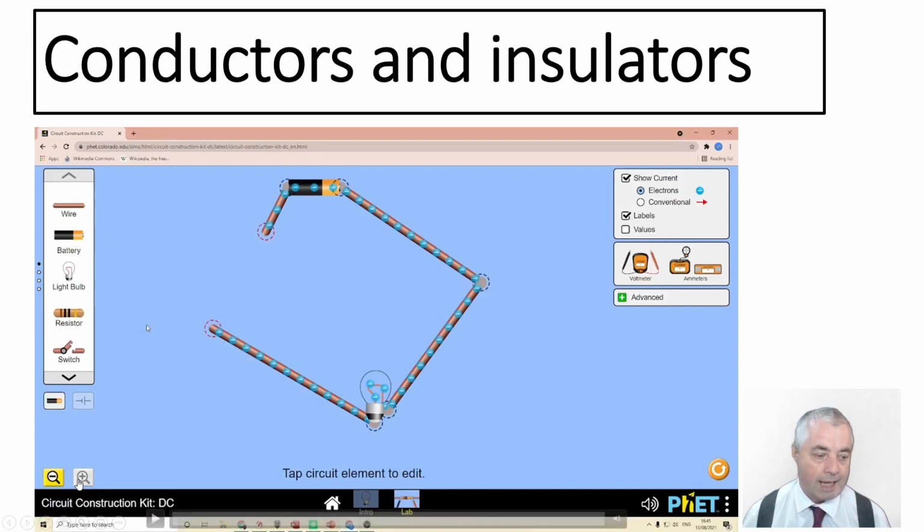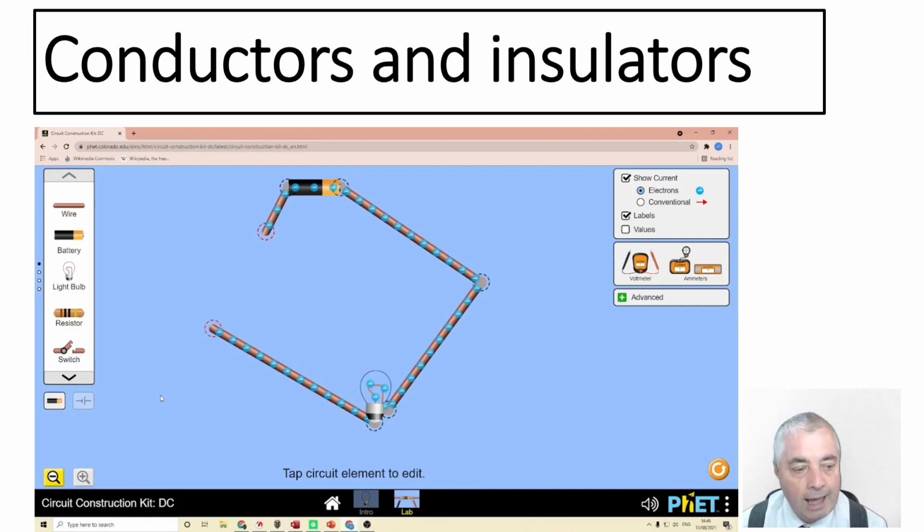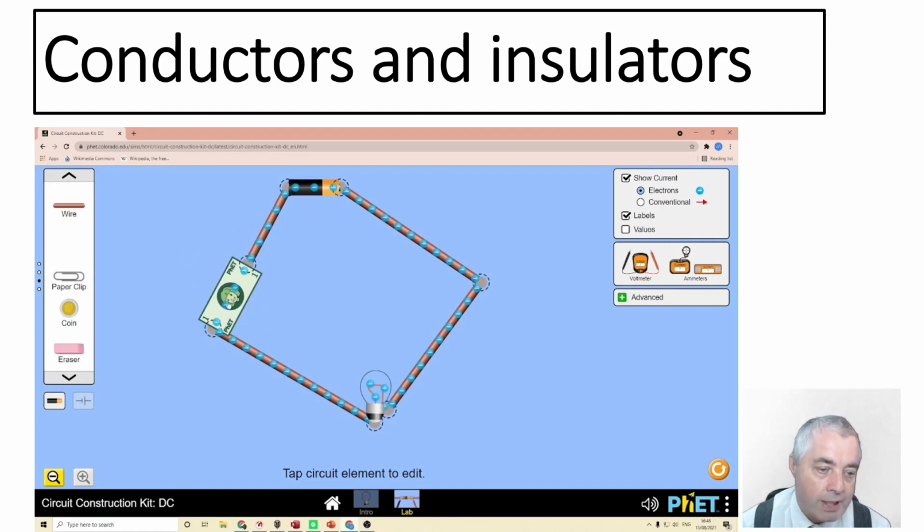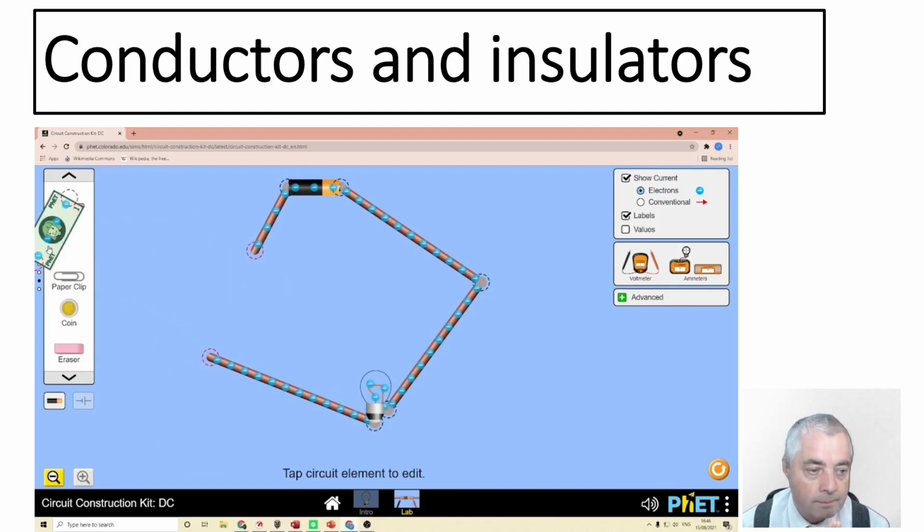So this is using the same circuit construction kit, and what you can do in this circuit construction kit is set up a circuit here with a gap in it, which is what we've done. So we've got a power supply, we've got a lamp that will light if the current is flowing, and then we've got a gap, and then we can put different things in the gap. So if we put the piece of paper, which is said to be a dollar bill, no current flows. Now look, there are electrons in the paper, but they can't move, and that's what makes it an insulator.